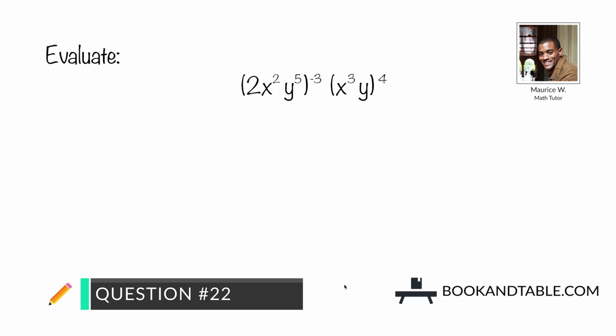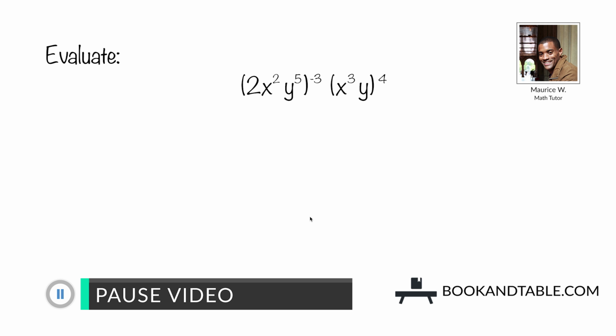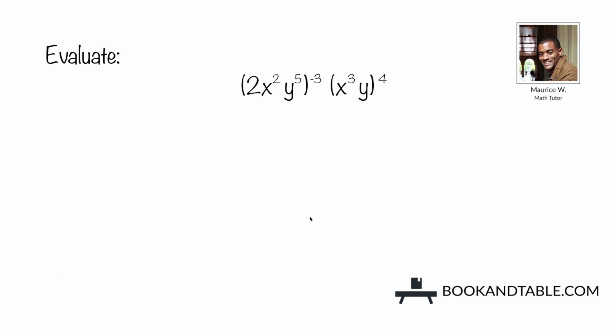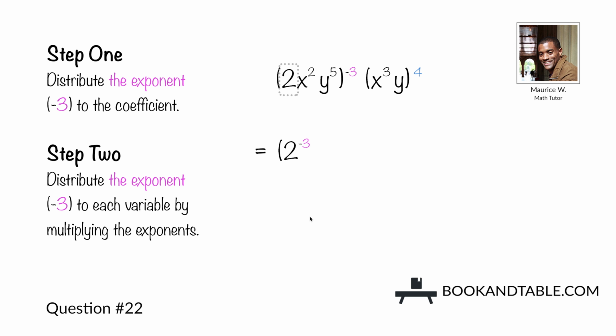Question number 22, evaluate 2x squared y to the 5th to a power of negative 3 times x cubed y to a power of 4. Pause the video, answer this question, and then press play when you are ready to begin. Step 1, distribute the exponent negative 3 to the coefficient positive 2. Step 2, distribute the exponent negative 3 to each variable by multiplying the exponents.